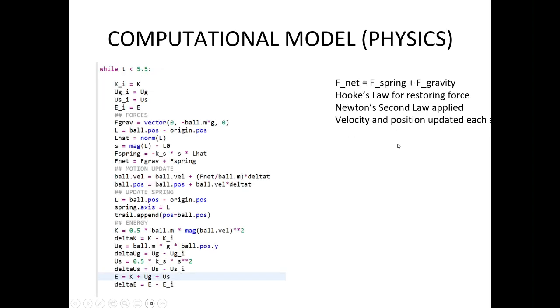In this part of the code, the physics of the system is implemented. Here the net force is calculated as the sum of the spring force and gravity. The spring force is calculated using Hooke's law, based on how much the spring is stretched and its direction. Then Newton's second law is applied to update the velocity and position step by step using small time intervals. This process is repeated continuously to simulate the motion over time. This is like a while statement, so when the time is less than 5.5 seconds, this code keeps repeating itself.